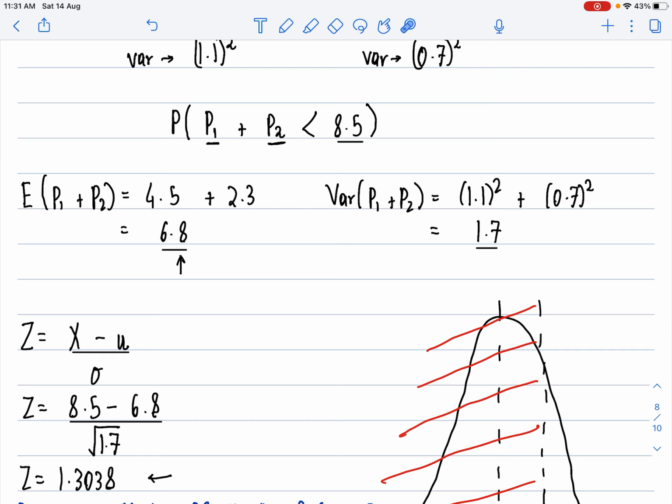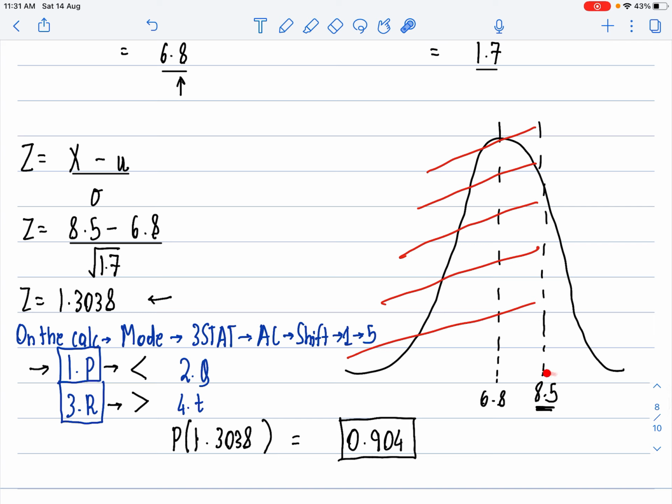After you calculate that, you need to see what exactly you need to calculate. If you need to calculate less than or more than, then you calculate the z value. You take the mean as the combined mean, and you take the standard deviation as the square root of the combined variance which you have. Then you calculate the z value, then you go to mode 3 stat AC shift 1 5. See if you need more than or less than. If you need less than, you click on P, which is 1. If you need more than, you click on 3, which is R. Then you input the Z value and get your probability and write it to 3 significant figures. That's basically the full step.